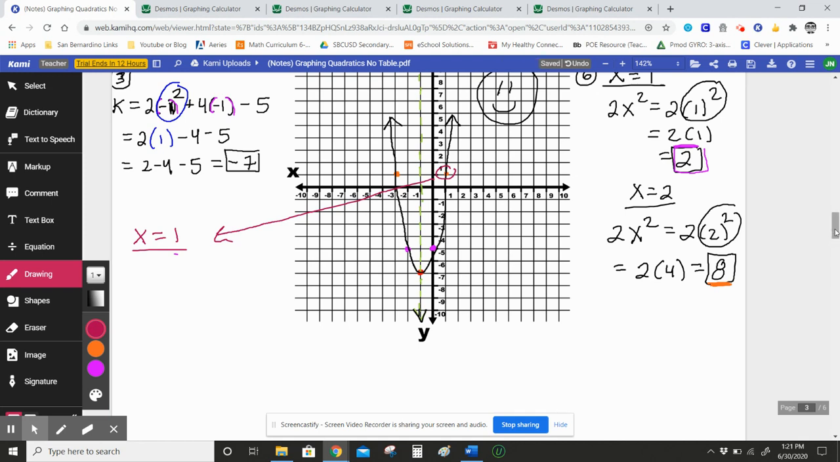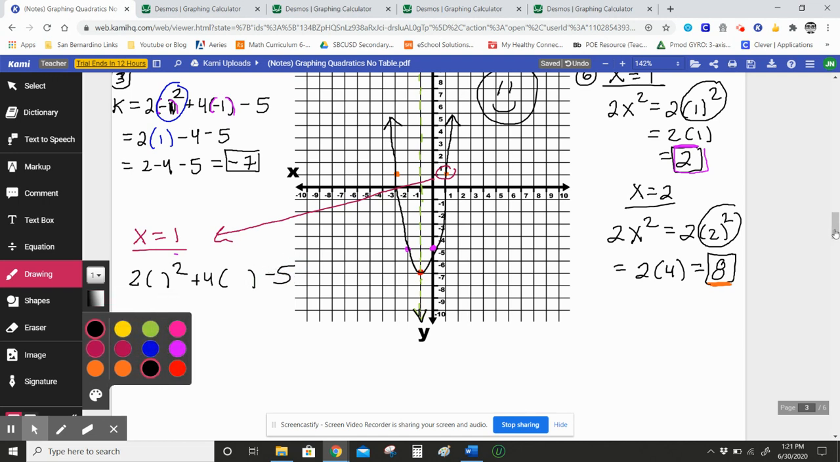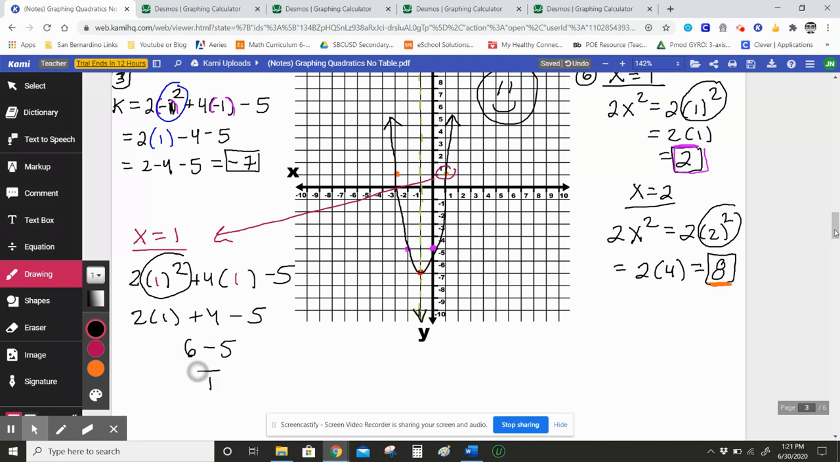So when I plug it into my original equation, which is right above here, it is 2 times something squared plus 4 times something minus 5. Instead of that x, I'm going to plug in x equals 1 to see what I get. As you can see, we have to simplify this first. So it's going to be 2 times 1 plus 4 minus 5. This gives me 2 plus 4, that'll give me 6. 6 minus 5 will give me 1. So then my y value is going to be 1. Therefore, this point right here, 1, 1, is correct. You could always check your answer by doing it that way.